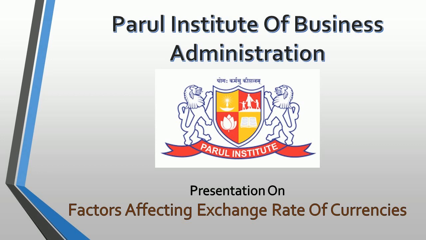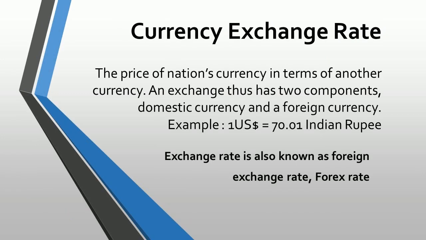Factors affecting exchange rate of currencies. Currency exchange rate: the price of a nation's currency in terms of another currency. An exchange rate thus has two components, a domestic currency and a foreign currency. Example, $1 equals 70.01 Indian rupees. Exchange rate is also known as foreign exchange rate or forex rate.